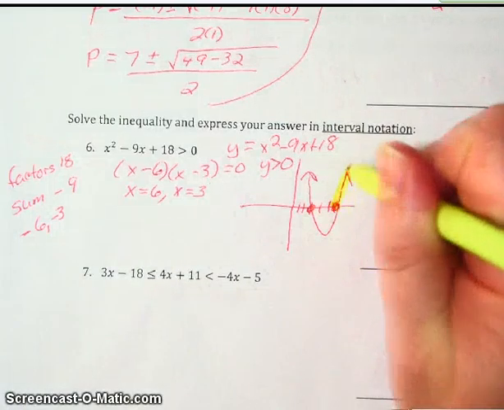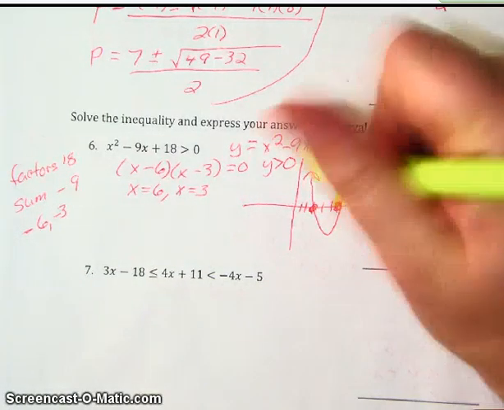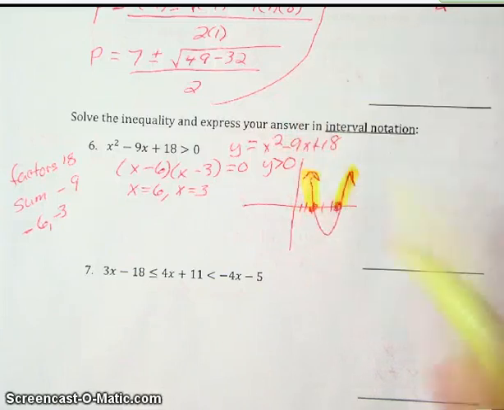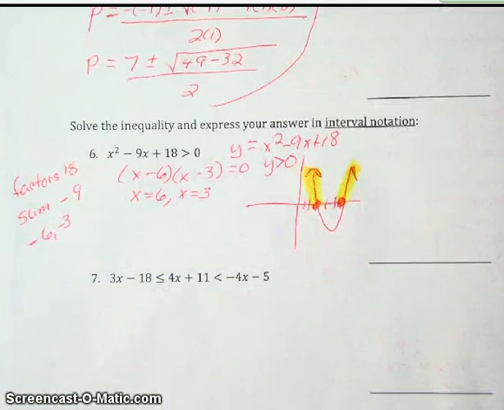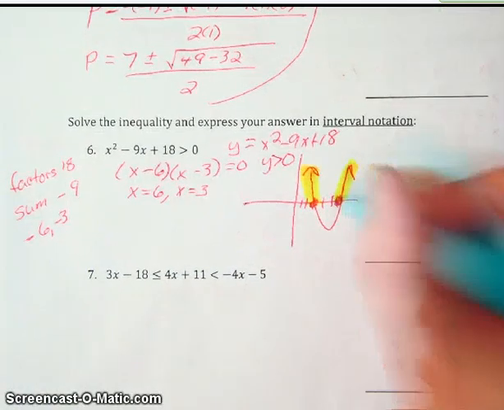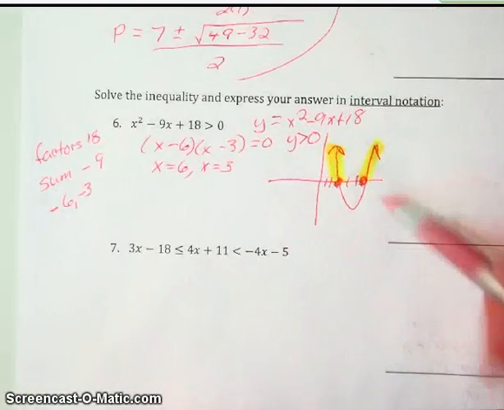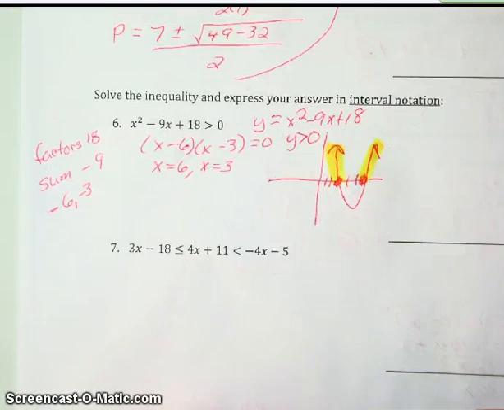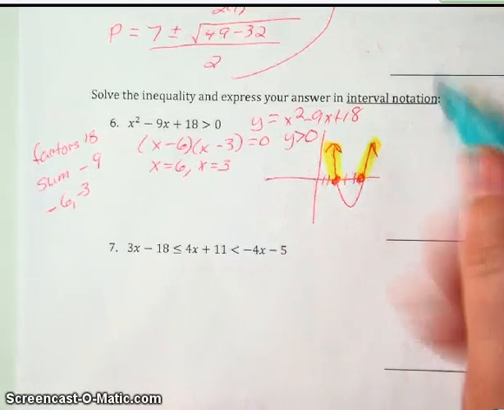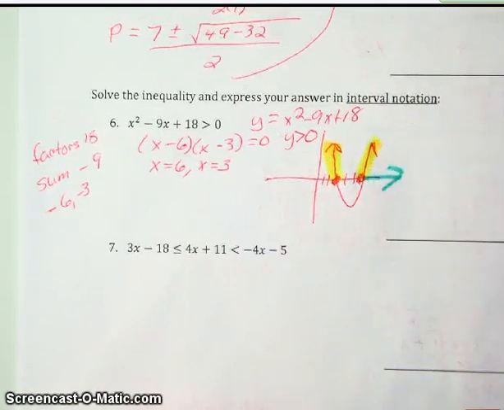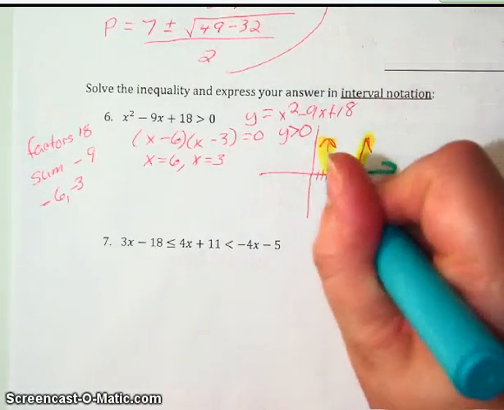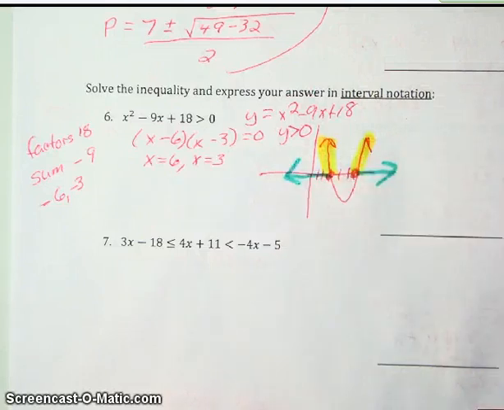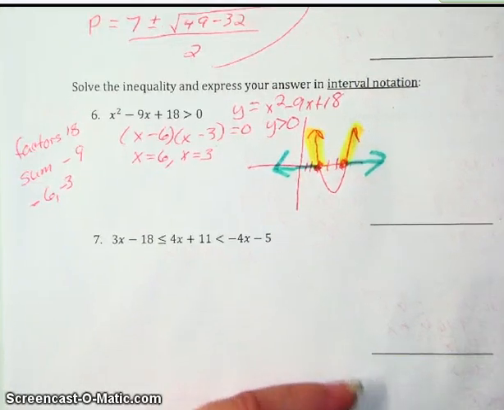So these y coordinates that I'm highlighting in yellow are all positive, or all greater than 0. So which x coordinates give you those y's? So at this graph, as it is going up, it is also going to the right. So that means that all of the x's that are to the right of that point are all going to give you a y that's positive, and all of the x's that are to the left of this point are all going to give you a y that's positive.